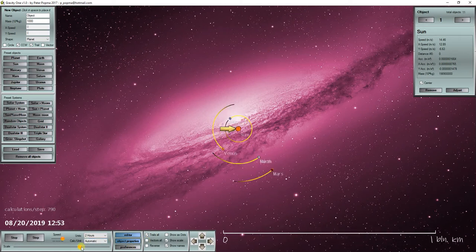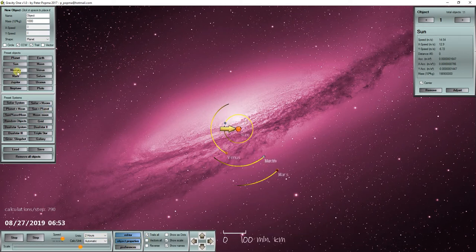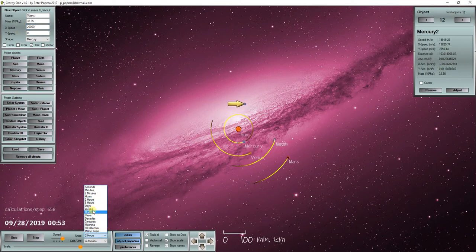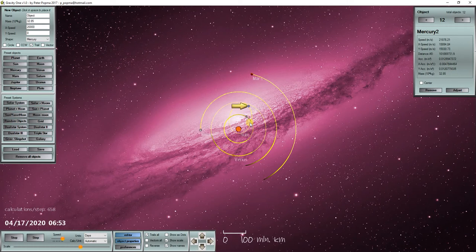Okay, now let's try to add a planet ourselves. Take the texture of Mercury, give it an initial speed of 20,000 meters per second. Speed things up again and observe that the new planet is orbiting the Sun in an elliptical motion.